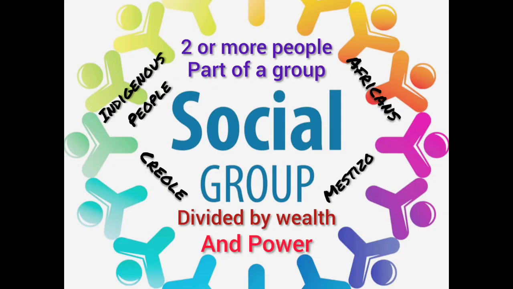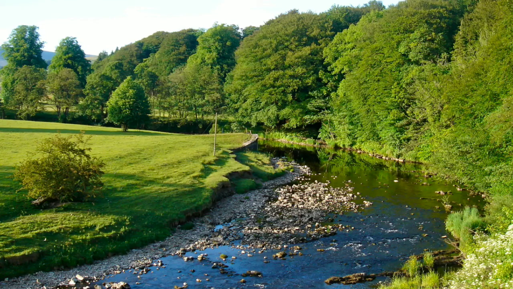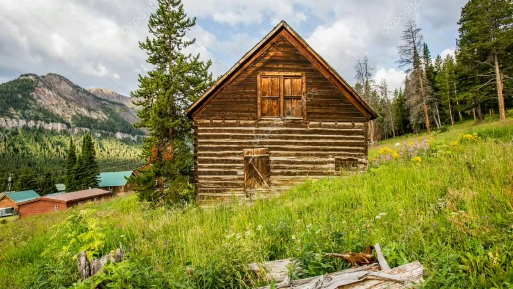When we speak of a society, we speak about the social groups that exist within it. Explain what you think a social group is. Now, I helped you guys a little bit on this one because I gave you the answer. A social group is two or more people part of a group divided by wealth and by power. Now, the second one, you had to think a little bit more. It said, write a characteristic of the countryside. Now, we have two pictures right here that show us what the countryside looks like. Now, what does the countryside look like? Does it look like this? Or maybe this?